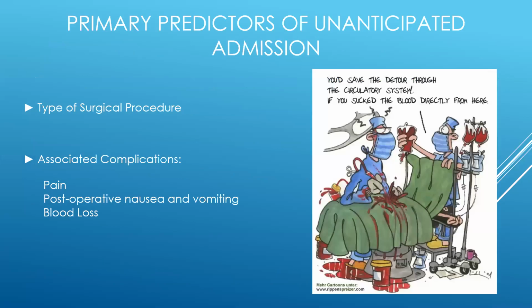The primary predictors of unanticipated admission have to do with the type of the surgical procedure. The more involved or the more invasive the surgical procedure, the more likely there is to be an unanticipated admission. And then the associated complications of anesthesia and surgery, be that pain, post-operative nausea and vomiting, or blood loss. These are the major factors that affect your unanticipated admission rate, and this should be considerations when you choose what procedures to do.